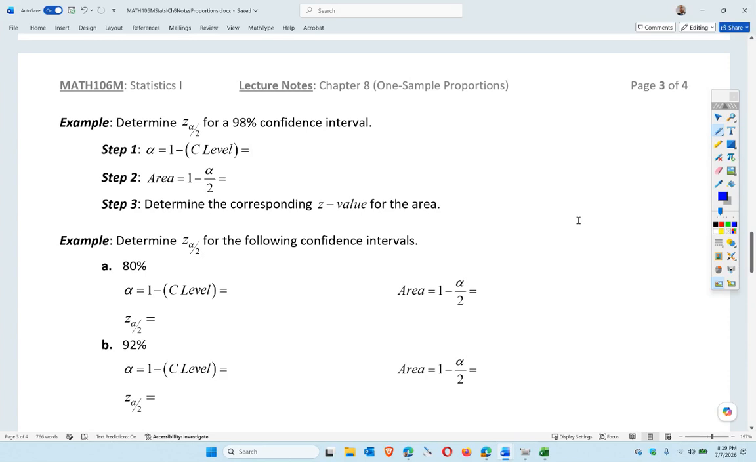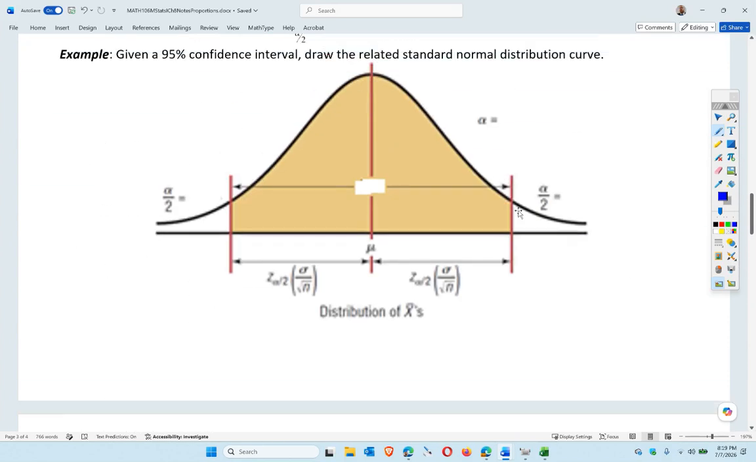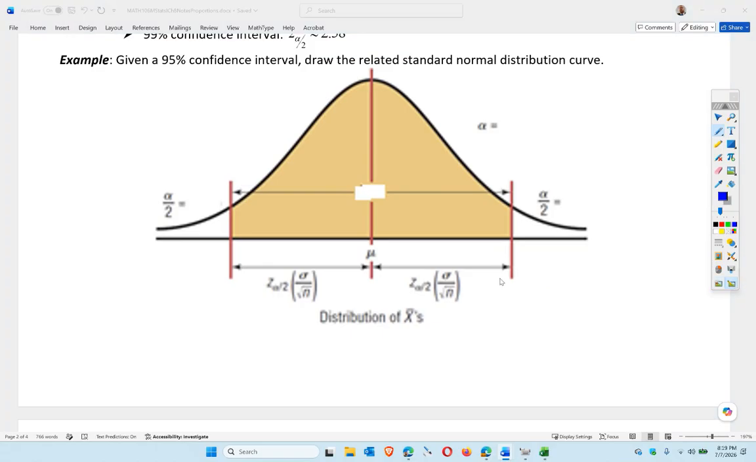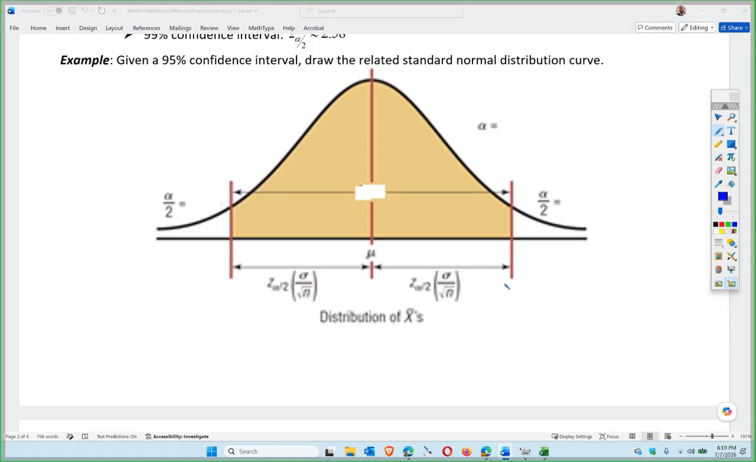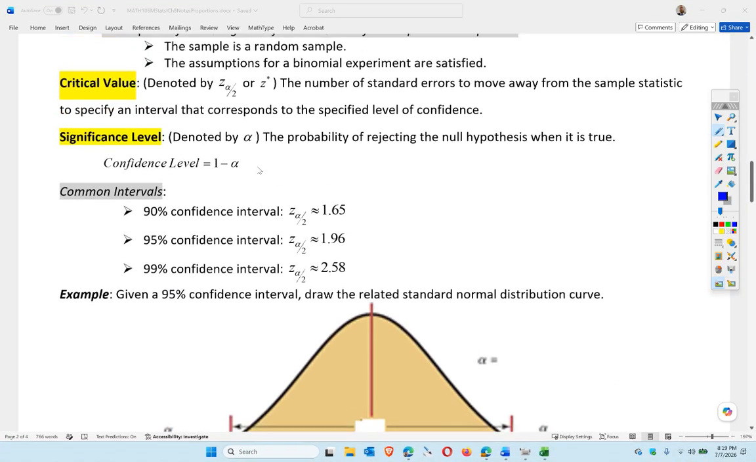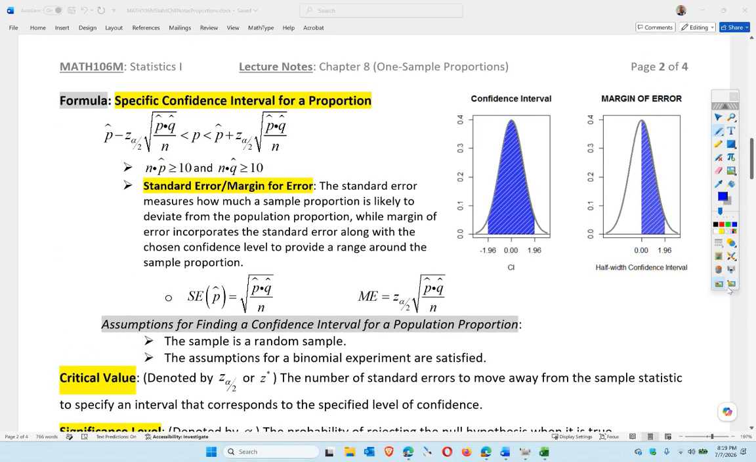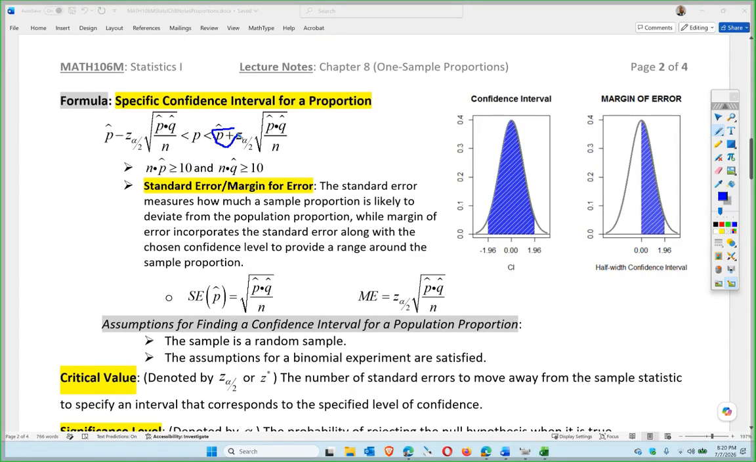Okay, so let's review the z-values. We don't need both the positive and the negative z-value, right? The formula for the confidence interval takes care of that because it's plus or minus the margin of error. So just get the positive z-value. That's all you really need, basically, because it's plus or minus the margin of error, and we can calculate the interval.